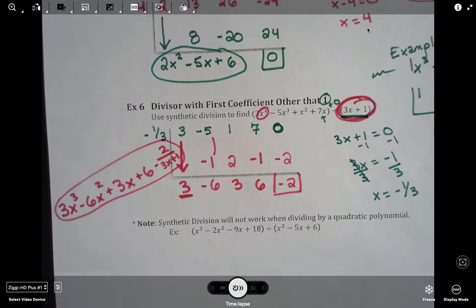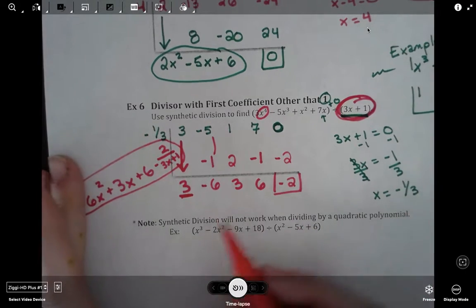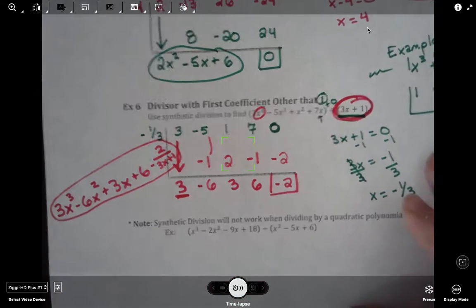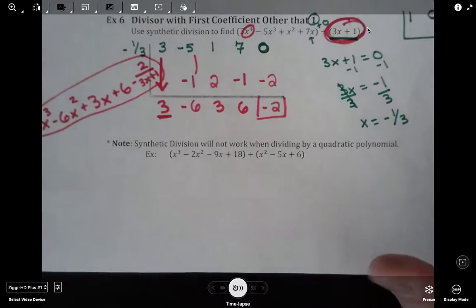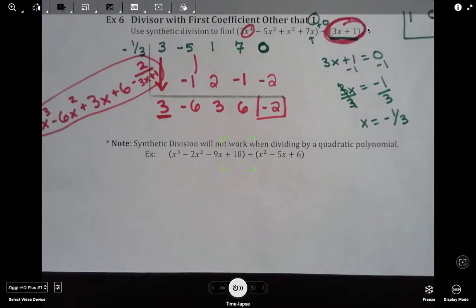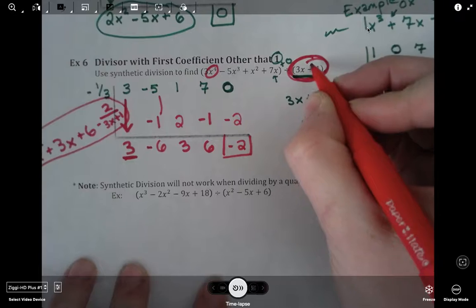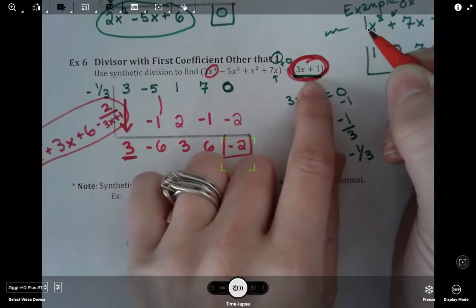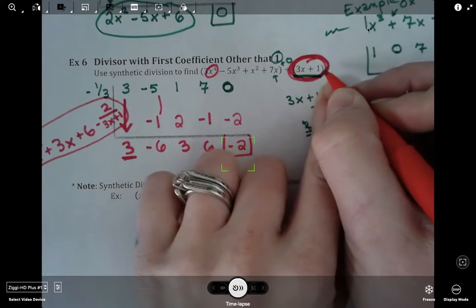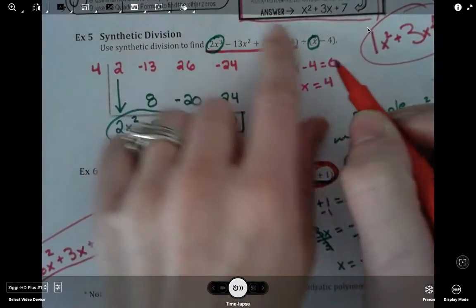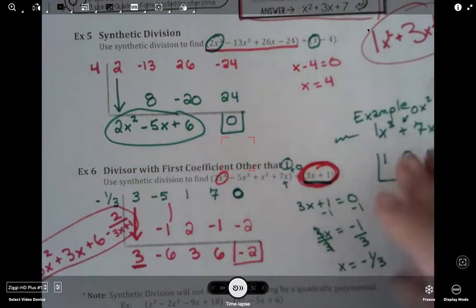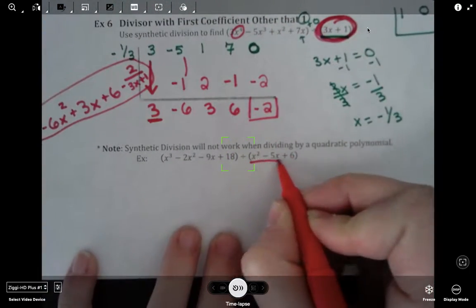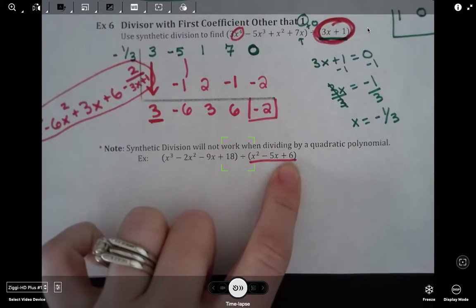So a lot of people like synthetic division. But synthetic division will not always work. That's what this one is right here. So note, synthetic division will not work when you're dividing by something that's big. The only time it works is when you're dividing by a binomial. This and that. There's a binomial here. But here I'm dividing by a quadratic function. It has 3 pieces. Okay?